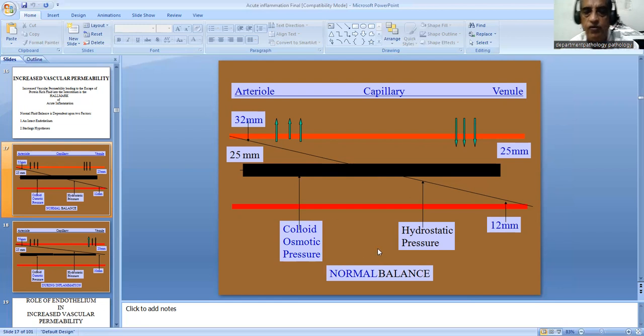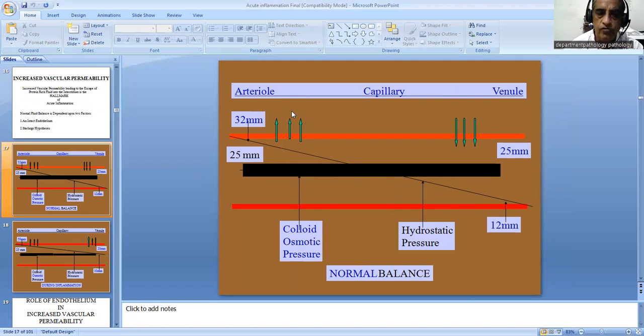This is a depiction of the normal state of affairs. When everything is normal, there is no inflammation. So this is the arteriolar end, this is the venular end with the capillaries in the middle. What happens at the arteriolar end? There is a lot of fluid, so the hydrostatic pressure is 32 mm. And since the proteins are not leaking out, staying within the intravascular compartment, the colloid osmotic pressure is 25 mm. So there is a net positive pressure of 7 mm hydrostatic. So what does it do? It tends to push the fluid outside.